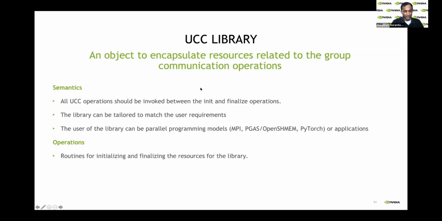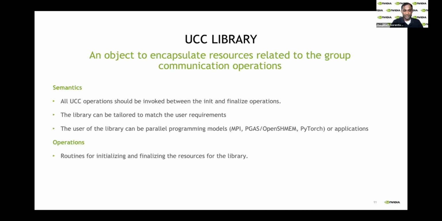One of the semantics on this library object is that all UCC operations should be invoked between the init and finalize. If you're designing any kind of parallel system library, this is a fairly obvious semantic to think about. We provide a way to tailor the library to match the user requirements. Again, I'll go into details. The user of the library can be parallel programming models like MPI, SHMEM, and PyTorch. I give these examples because we already support all of these. And I expect users could also use it directly. I think it's simple enough that users can use the library API directly.